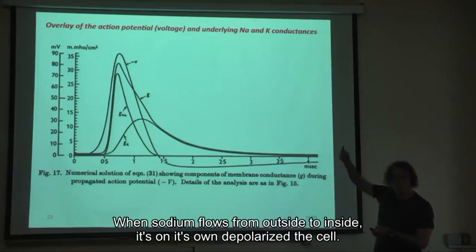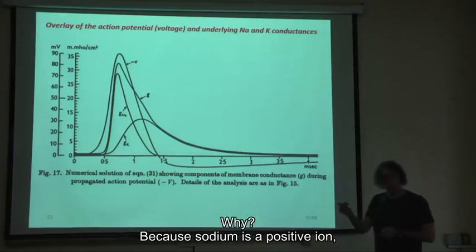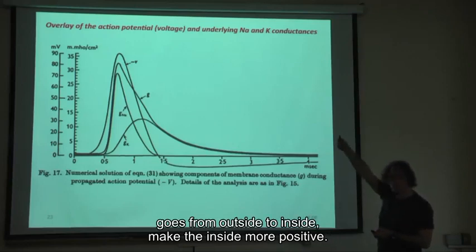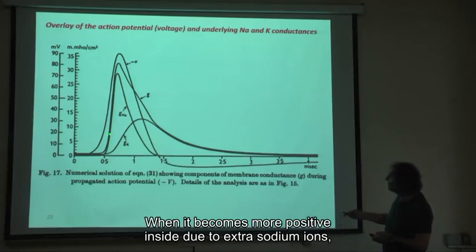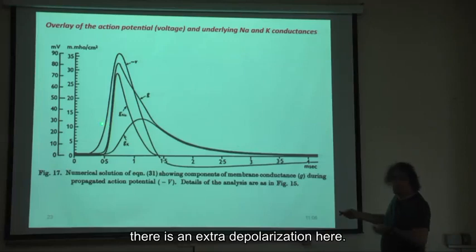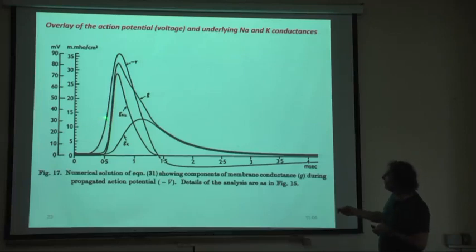When sodium flows from outside to inside, it on its own depolarizes the cell. Why? Because sodium is a positive ion, it goes from outside to inside and makes the inside more positive. When it becomes more positive inside due to extra sodium ions, there is an extra depolarization here. The spike starts to grow.